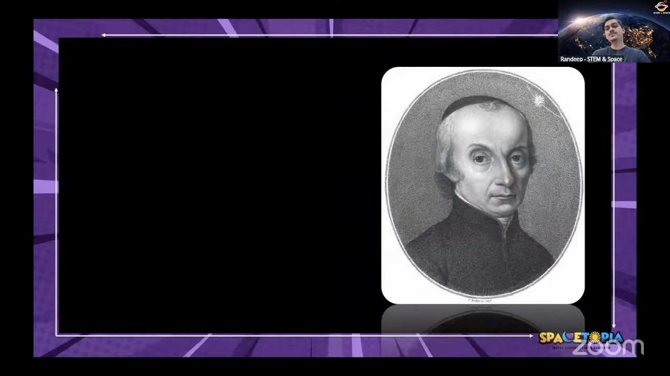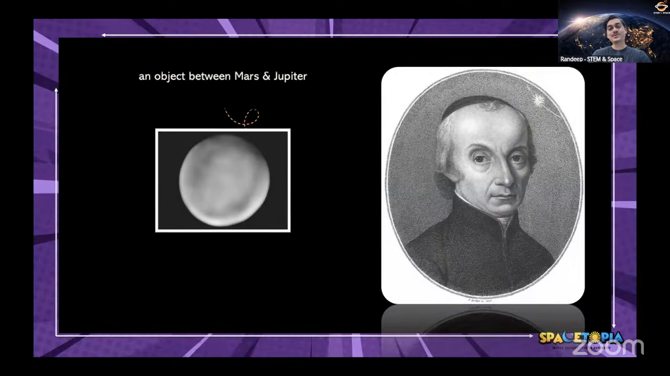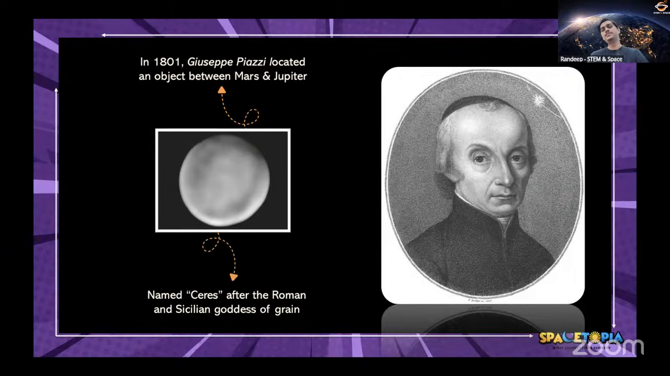Now, if you look at this person, I'm sure that some of you might be aware of who he actually is. He was the person who discovered an object between Mars and Jupiter over 200 years ago. His name is Giuseppe Piazzi, and he discovered the first asteroid. He named it Ceres after the Roman and Sicilian goddess of grain. That means it looked very small, like a tiny grain. So that is why he named it after grain.